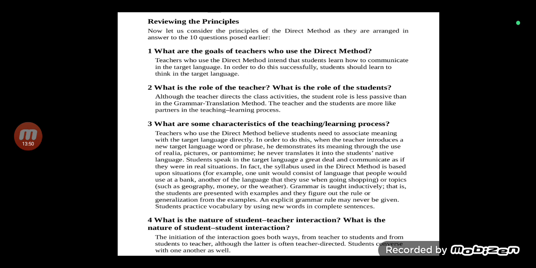Although the teacher directs the class activities, the student's role is less passive than in the grammar translation method.